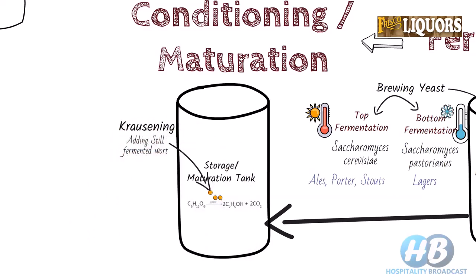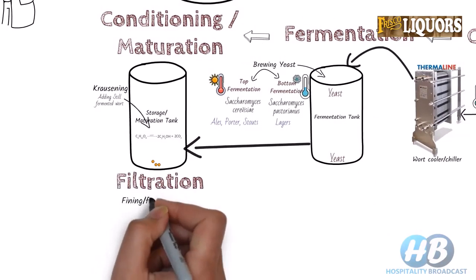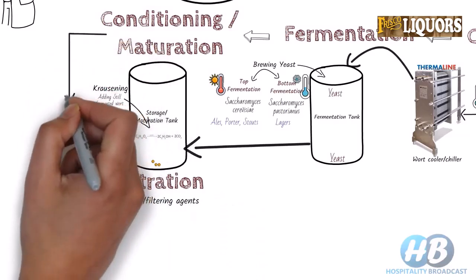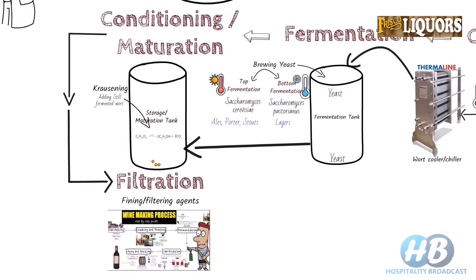After fermentation takes place, remaining yeast particles and protein tannins sink to the bottom, and these are filtered out with the help of fining or filtering agents. Now what are these fining agents? For that I'll suggest to watch this video on wine making process.